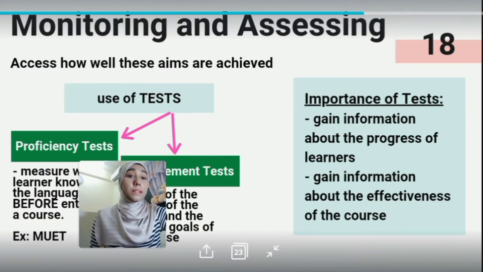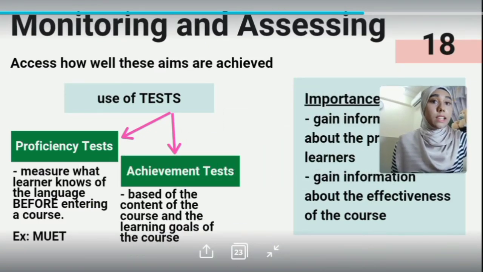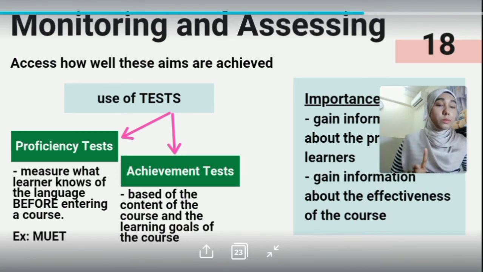Next would be monitoring and assessing. Monitoring and assessing is basically examinations and tests. It is to assess how well the aims are achieved. So there are two types of tests, which are proficiency test and achievement test. Proficiency test is to measure what learners know of the language before entering a course.